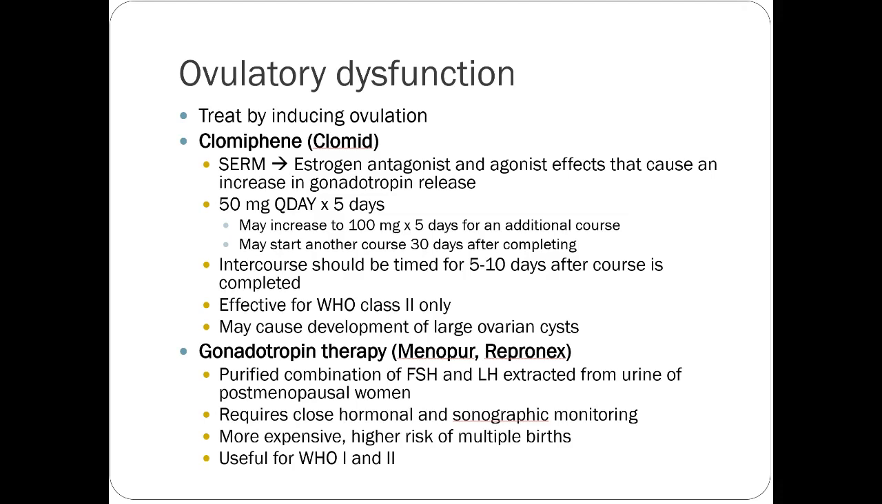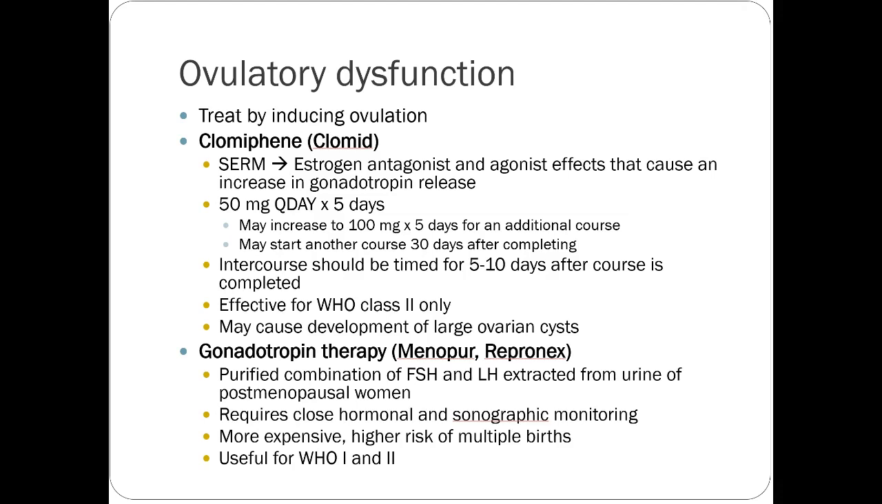I'm not sure if going beyond 2 courses is ever really recommended. I think it's kind of like you tried it, let's move on and try something else. Timing is important, so intercourse should be timed 5 to 10 days after the course is completed, because that's about how long it should take your body, once you manipulate the hormones a little bit, to have a successful ovulation. It's generally effective for WHO class 2 only, but that's the most common one. It may cause development of large ovarian cysts. It's really the only side effect. That's probably for people who take multiple courses at the higher doses. I imagine 1 course probably wouldn't do that, but it's possible.